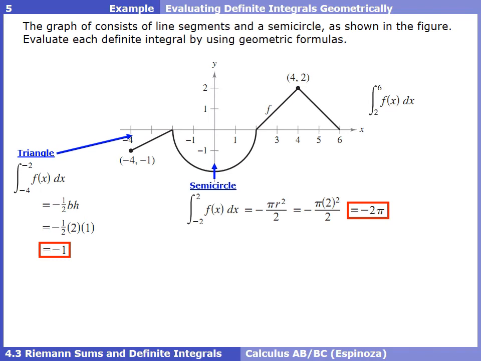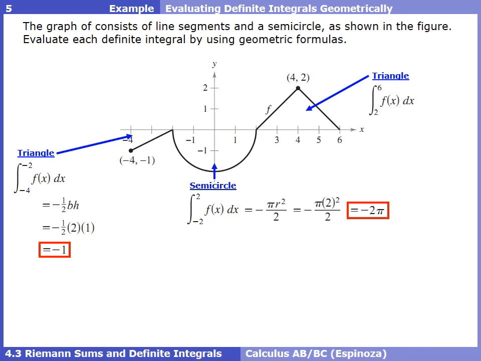The next definite integral we want to evaluate is the definite integral from 2 to 6. In other words, we want to find the area under the function f from 2 to 6. Well, that shape is another triangle. Not a right triangle like we saw in the first one, but still a triangle.